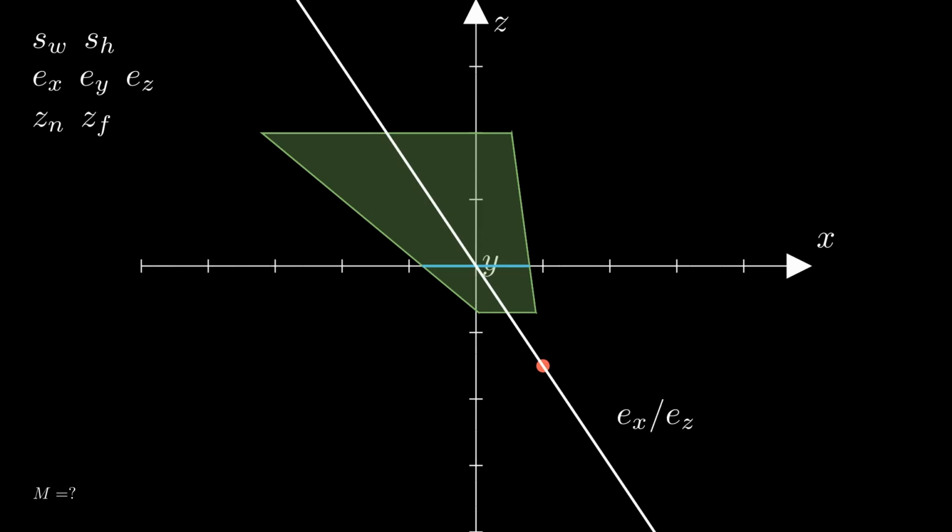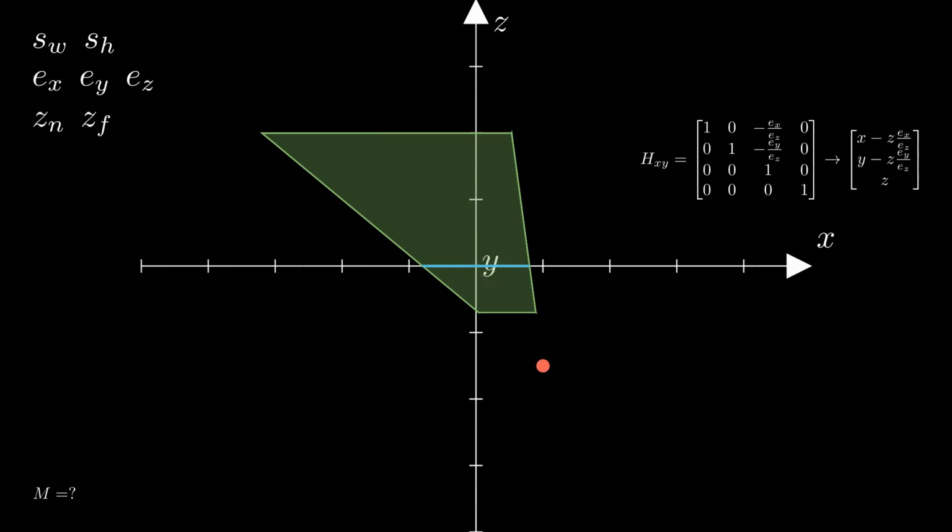To reverse this operation, we need to negate the factor. This factor can now be used to construct a shearing matrix hxy that will make the frustum symmetric. I use this arrow notation to show what the matrix does to a point in 3D space. Here we can see that after applying the matrix, the x and y coordinates are skewed by our previously calculated factor of z, while the z coordinate remains unchanged. Now let's see what happens when we apply this matrix to the frustum.